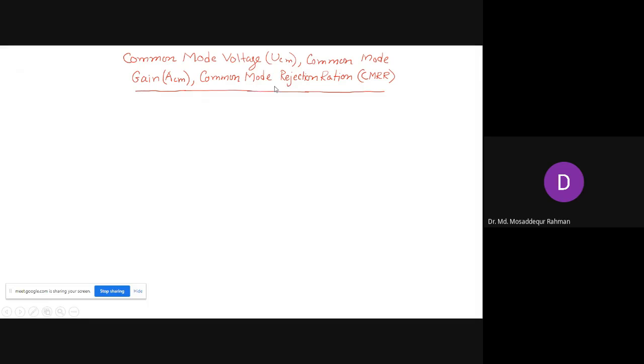So common mode voltage, common mode gain, common mode rejection ratio. First we'll try to define these different parameters and then we'll see how to determine those.